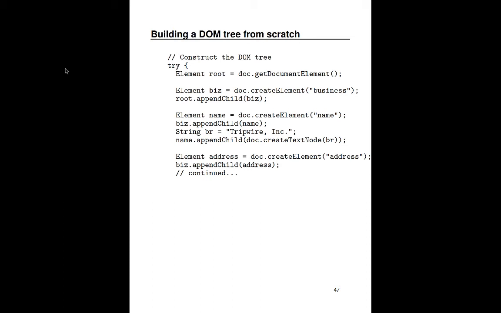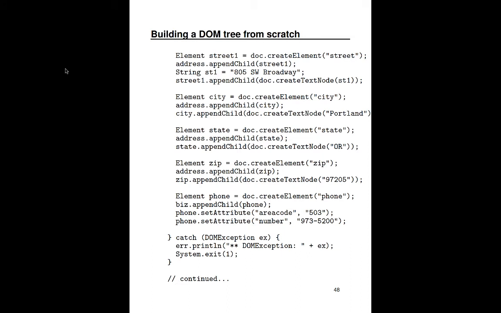We then create a name element and append that to the business. And then we create some text, in this case the name of my company, Tripwire Inc. And we call createTextNode on the document. That will create a new text node that we then append to the name. So here we're creating a bunch of elements and wiring them all together using appendChild. And then we do something similar for the address. So we append all of this information like the street, the city, the state, and the zip. These are all XML elements with a single text child.